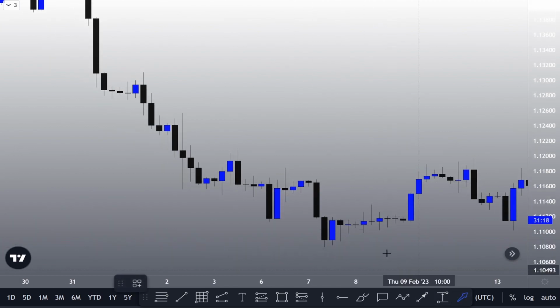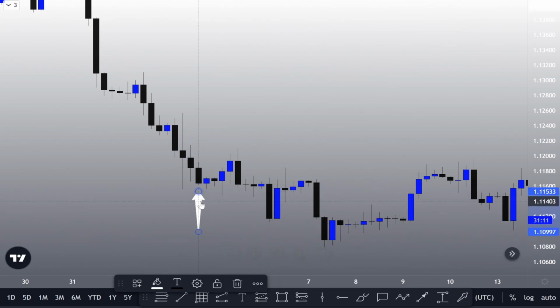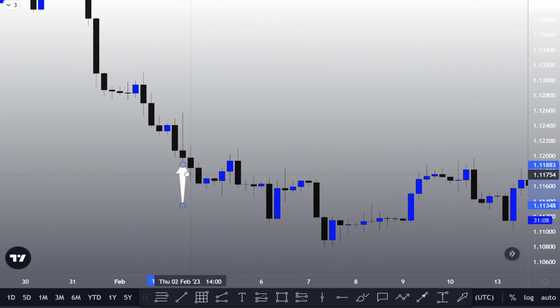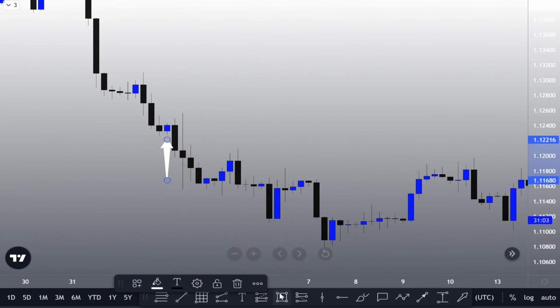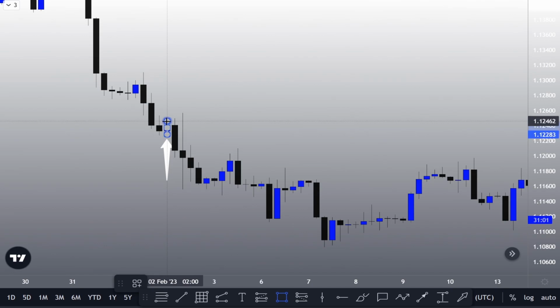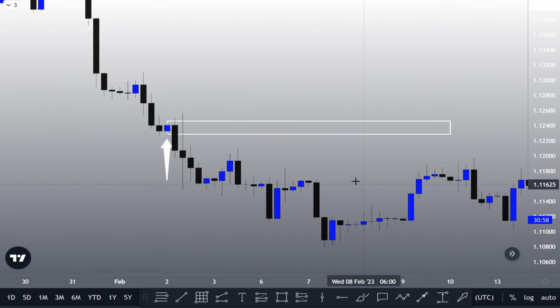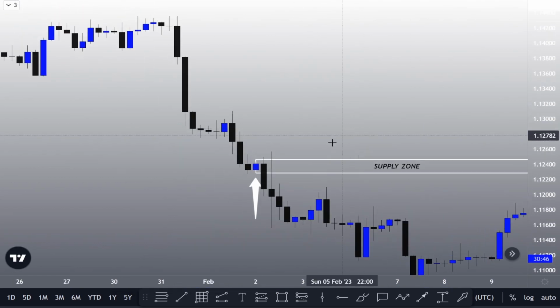Let's get our arrow and let's count. So here we have a move to the downside. Black candle, black candle, black candle, black candle. First blue candle, we identify it, we get our box, we draw it into the future like that. That's our supply zone. Let's continue.